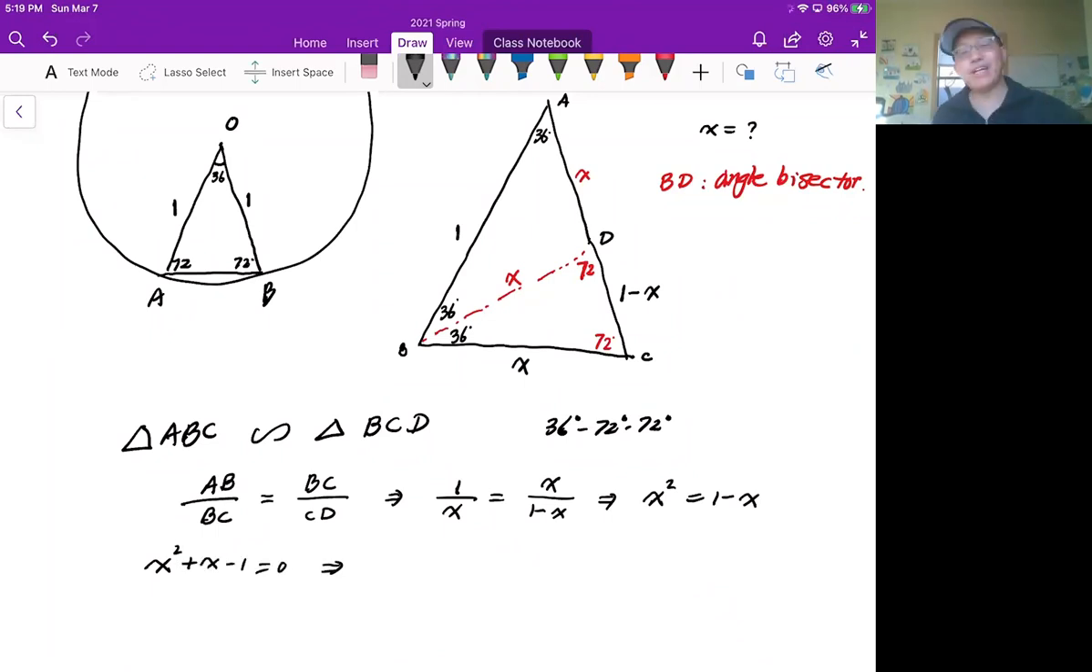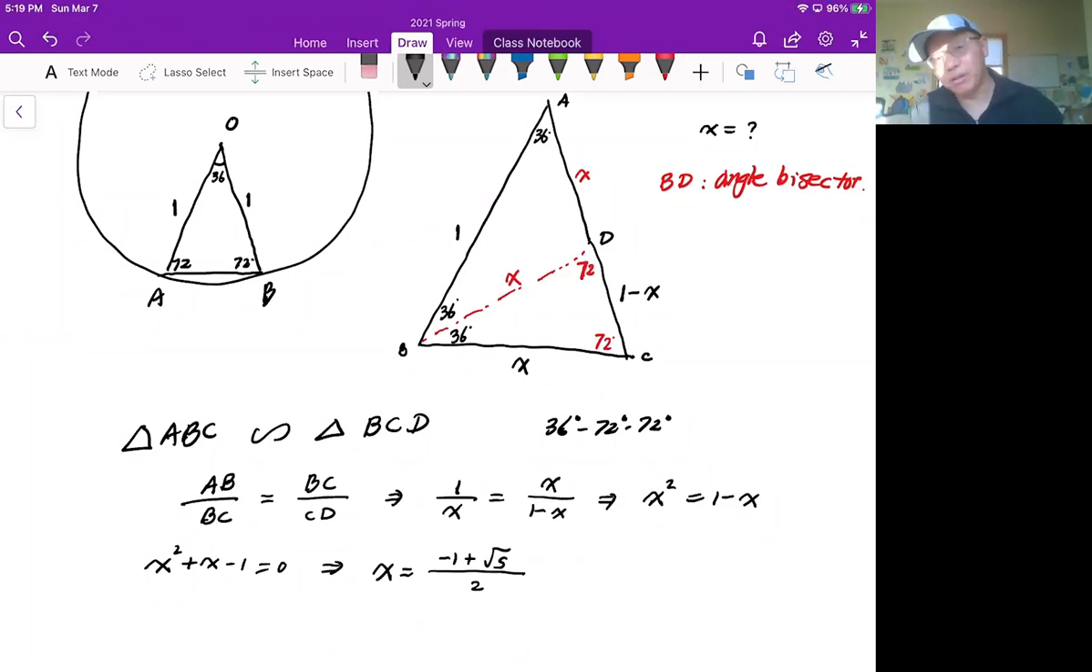And now we get a quadratic equation. Solving this equation, everyone can do it. So what's x here? x is just over 2, and then negative 1 plus the square root of 5. There's also negative 1 minus the square root of 5, but that's not good because x has to be positive. So we are done. Why are we done?